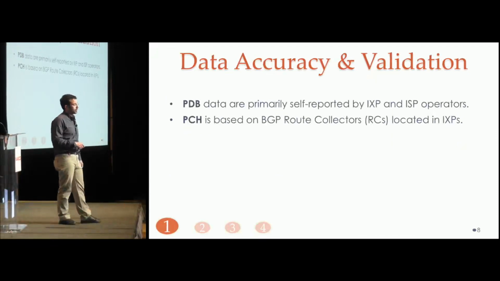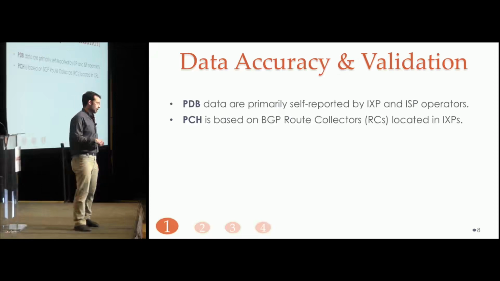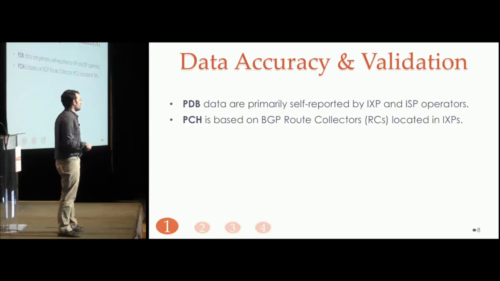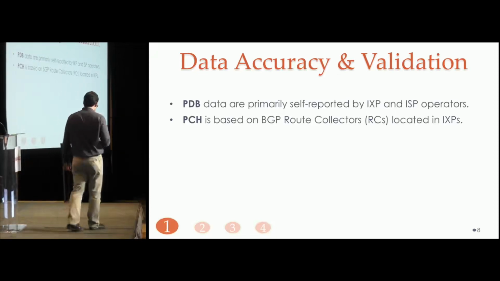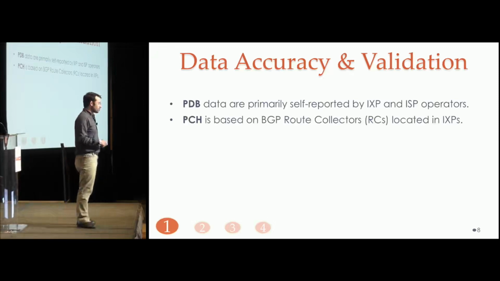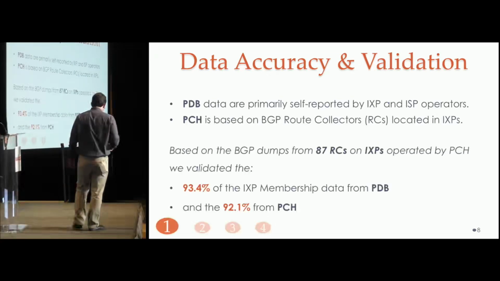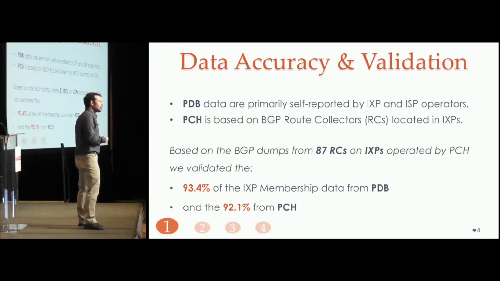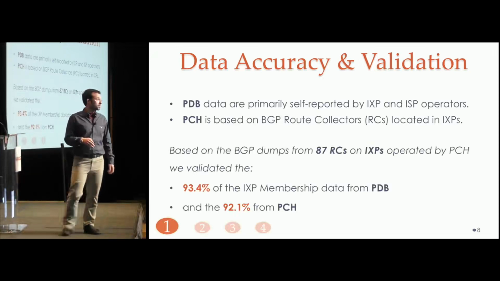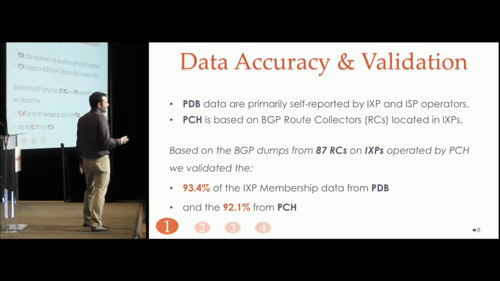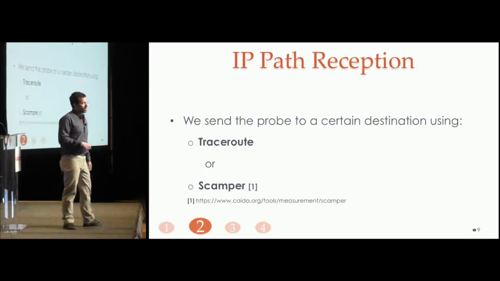As a result, we tried to validate the accuracy of this data. To remember, PeeringDB is a database with self-reported data from IXPs and ISPs too. And Packet Clearing House is another database that contains, of course, IXP related information, and it retrieves all this data from BGP dumps from route collectors located in IXPs. So we also used these BGP dumps, and we managed to validate the accuracy of 93% of the IXP membership data from PeeringDB and 92% from Packet Clearing House, respectively.